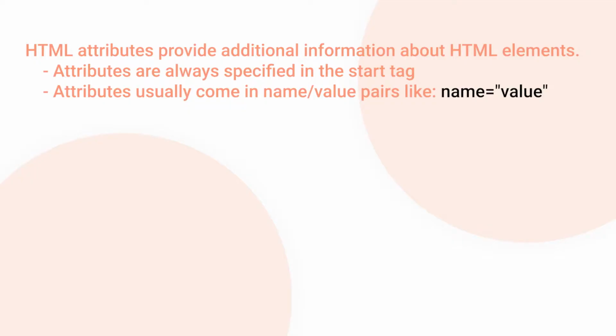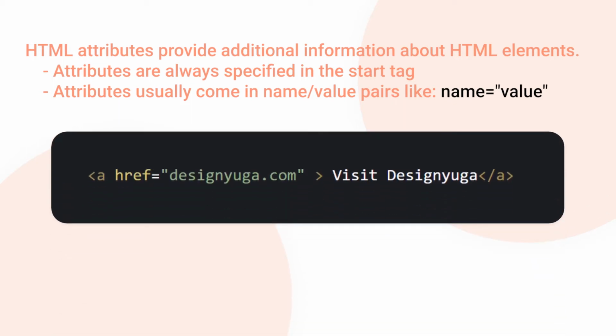HTML attributes provide additional information about HTML elements. Attributes are always specified in the start tag. Attributes usually come in name-value pairs, like name equals value.